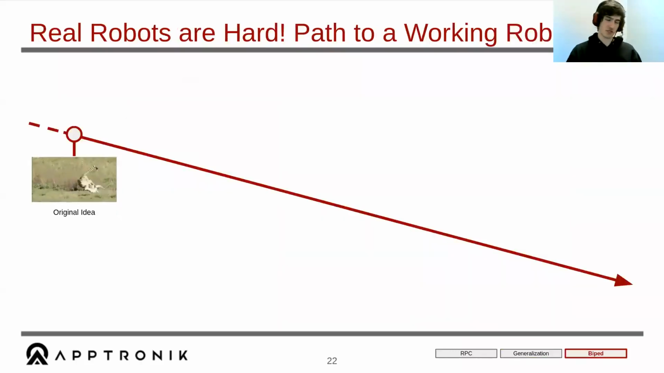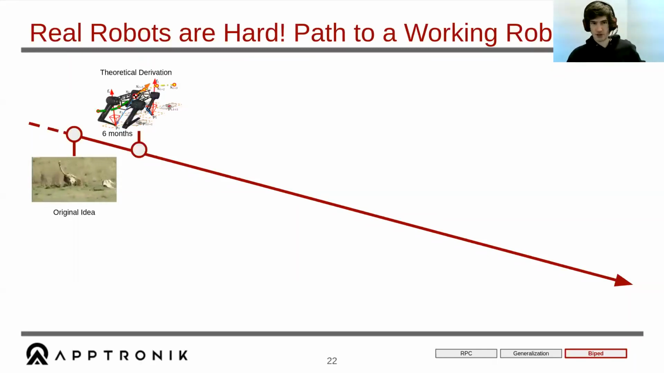So those were all simulation based. The next step is obviously how to get it onto the hardware. And real robots are difficult. They're difficult to work with. They're very different than simulation as far as the problems that you can encounter. And so I kind of want to step back and show the path that it took from the original idea of making a robot that can run like a cheetah to actually showing results on hardware for the Mini Cheetah.